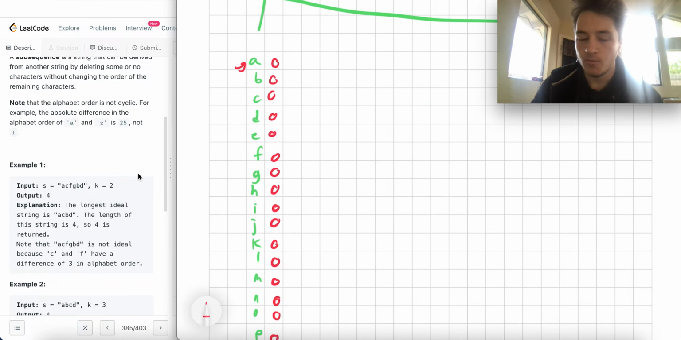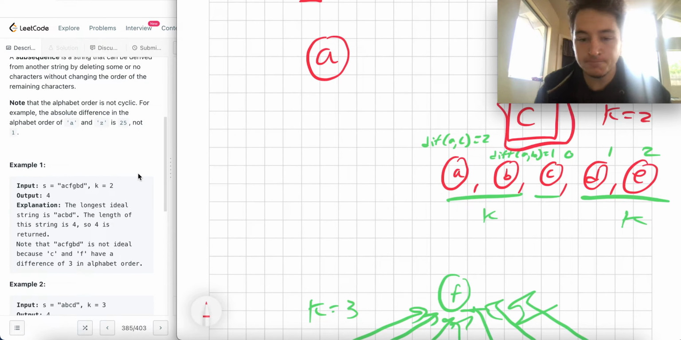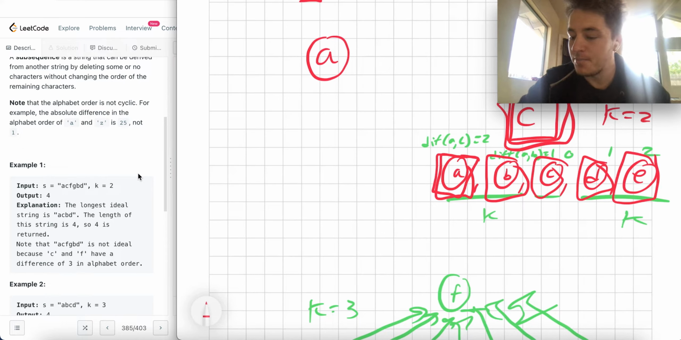Well, since we only need to look at letters within the range of 2K plus 1, negative K, itself, and plus K, when you find a letter, you can just look at the subsequences that end there. If you're adding C, all you have to do is find the longest subsequence you've seen so far that ends in A, B, C, D, or E, and append C to that longest one.